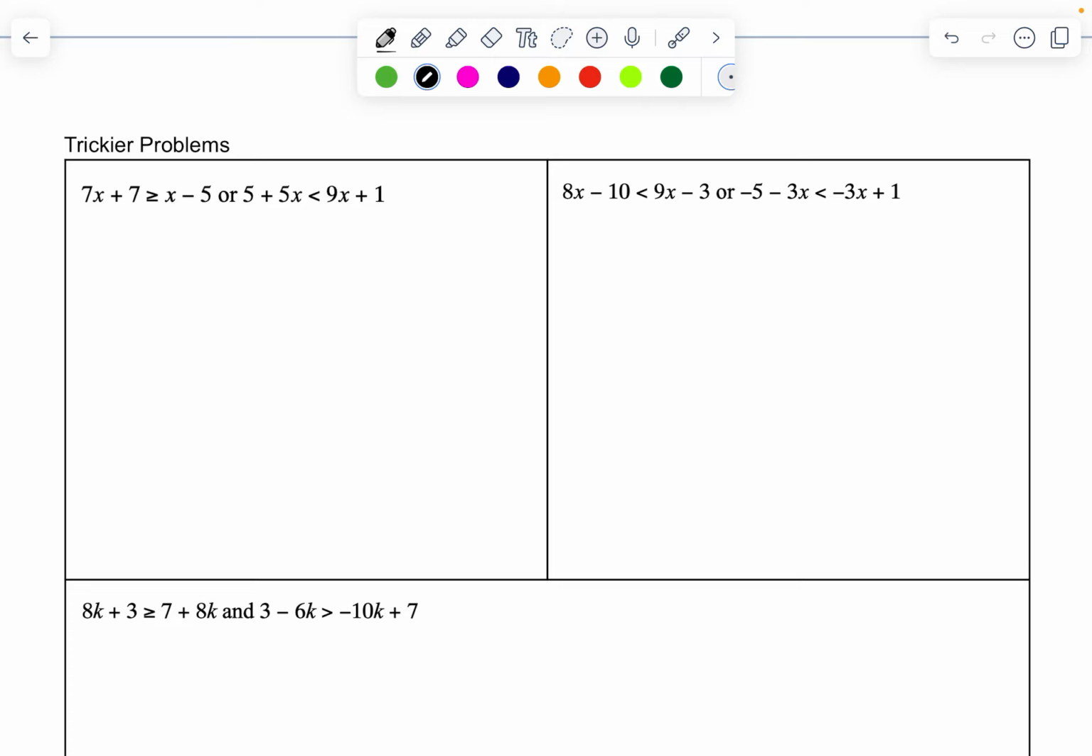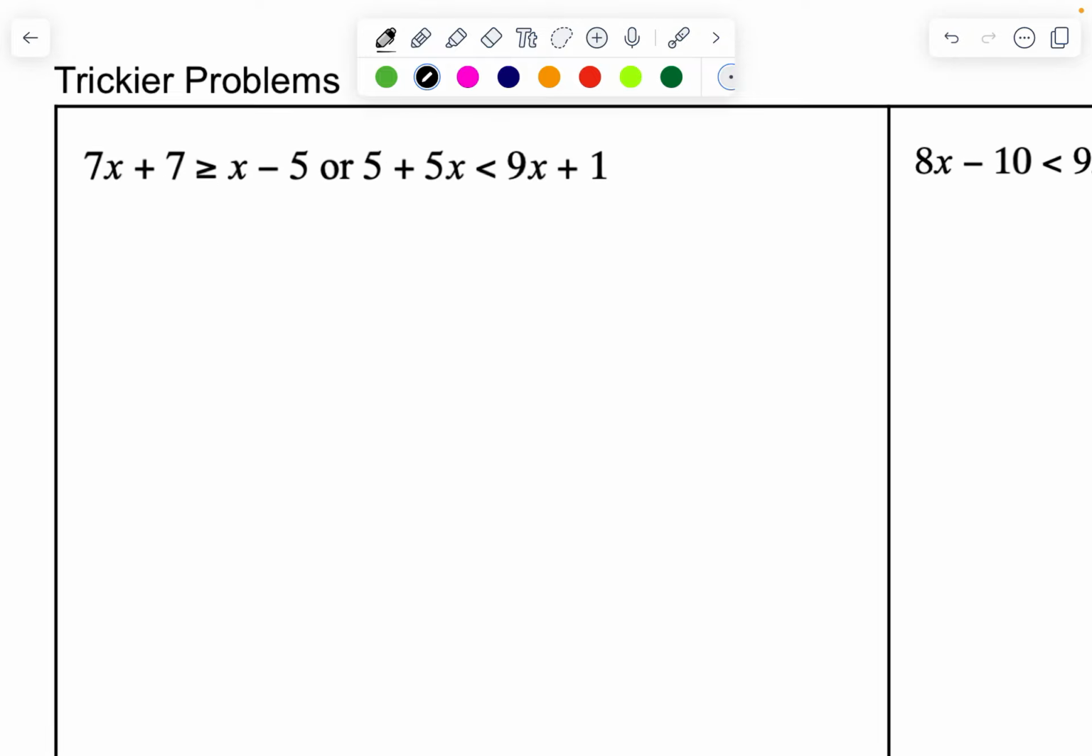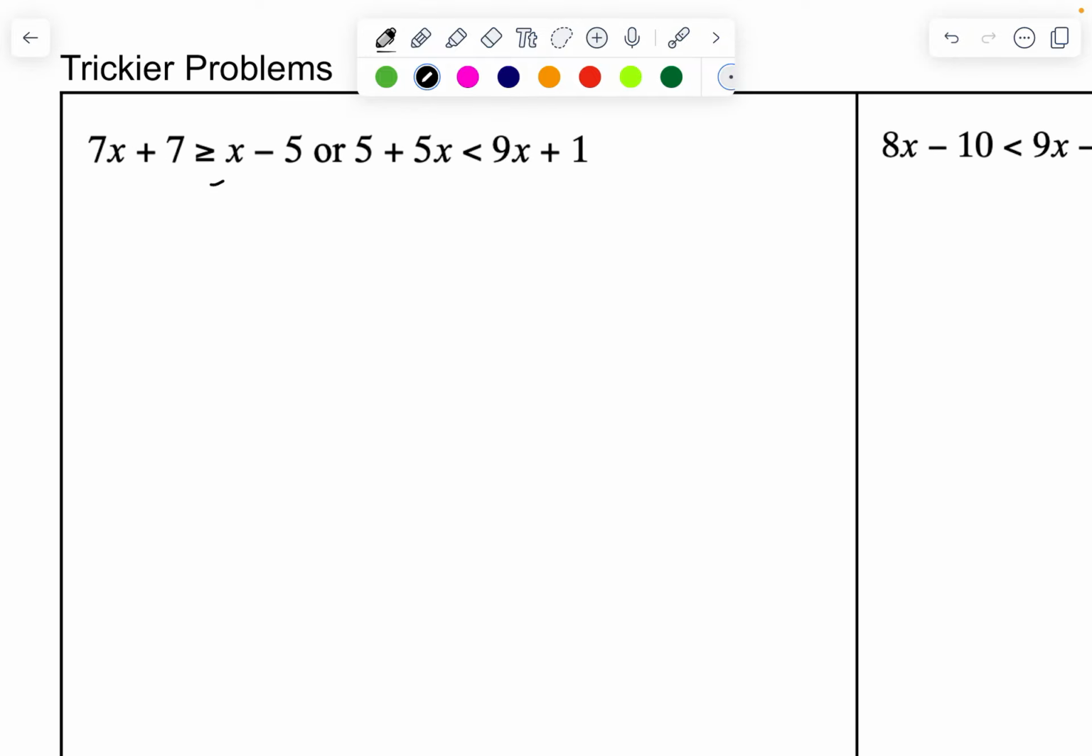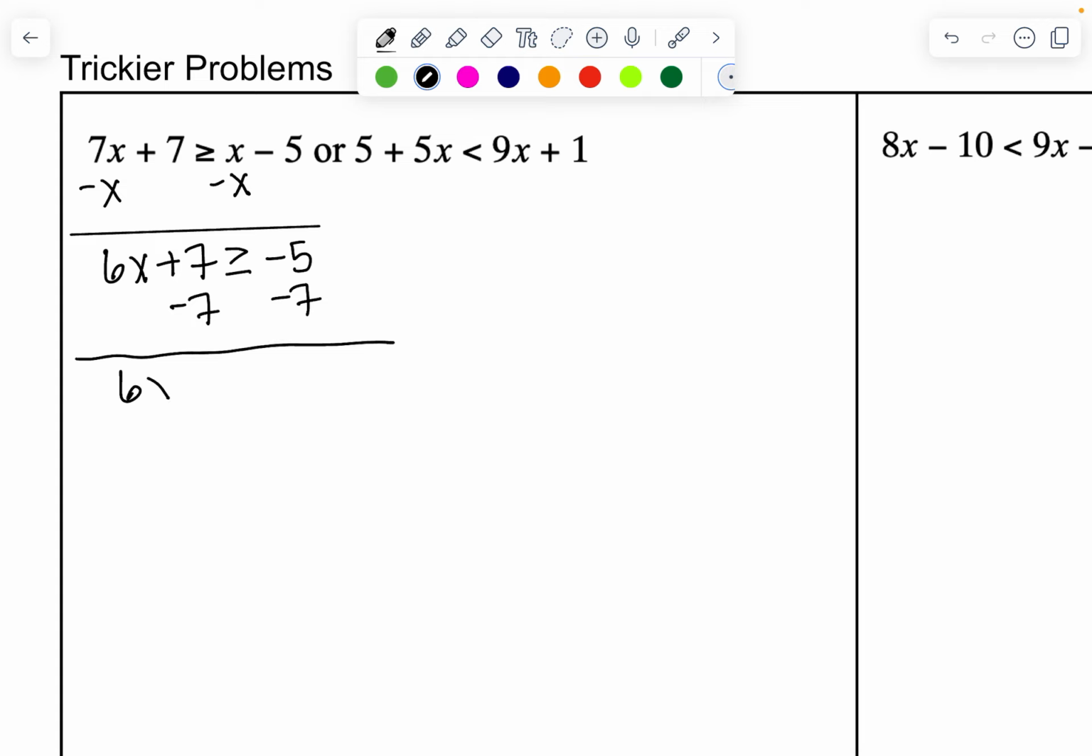Or you may get something that doesn't make sense. So let's look here. This is an or, so I'm gonna do these separately. Take away x, get 6x plus 7 greater than or equal to negative 5. Take away 7. So 6x greater than or equal to negative 12. Dividing by 6, x greater than or equal to negative 2. Notice I did not switch the symbol because I'm dividing by a positive number. I only do that if I'm dividing by a negative number.